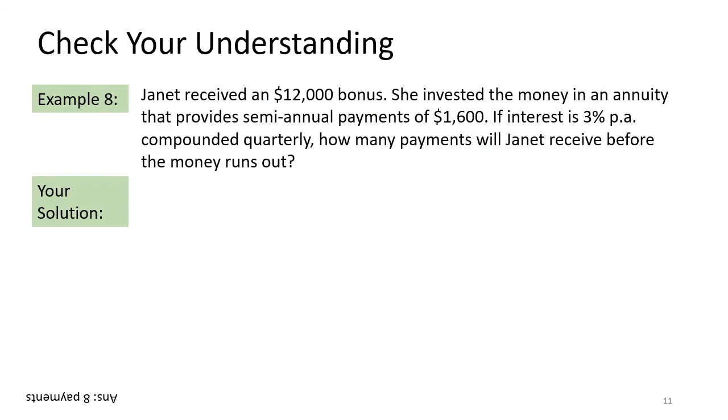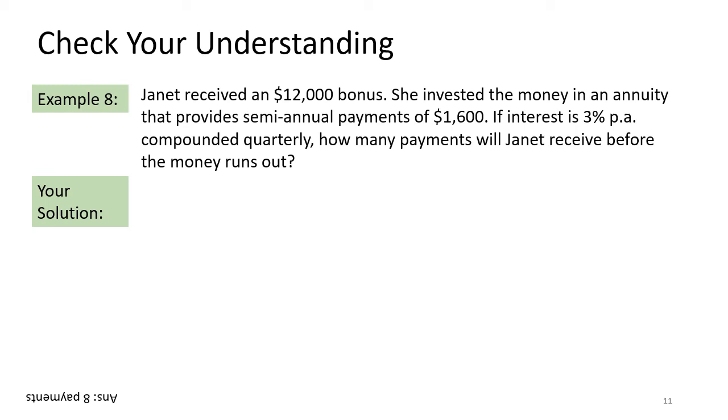So our last example for this lesson, let's hope I don't make the same mistake I just did in the last example, but we'll see how it goes. Janet received a $12,000 bonus. She invested the money in an annuity that provides semi-annual payments of $1,600. If interest is 3% per annum compounded quarterly, how many payments will Janet receive before the money runs out?